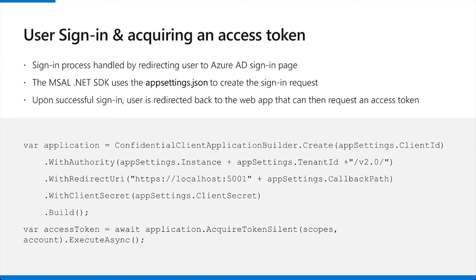The sign-in process uses the value from the appsettings.json file and the configuration defined in the previous setup to create the Azure AD URL to send the user to. The URL specifies things like the Azure ID, the tenant ID, and the scopes required by the web application. Now, when a user signs into Azure AD and is redirected back to the web application, the web app can use the MSAL.NET library to obtain an access token.